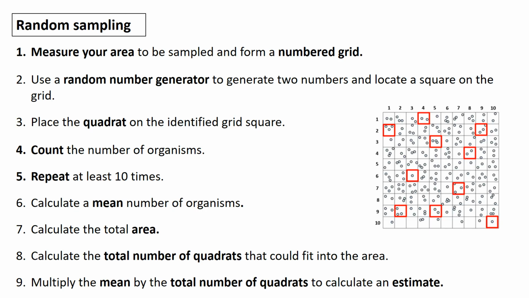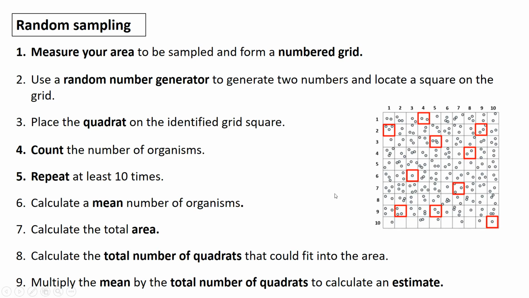So for example, if these represent daisy plants, then in squares number 4 and 1 here we've got 2, whereas in squares number 5 and 3 here we've got 3. So you would count them all up and calculate the mean. You'd count how many daisies and calculate the mean in those 10 quadrats.